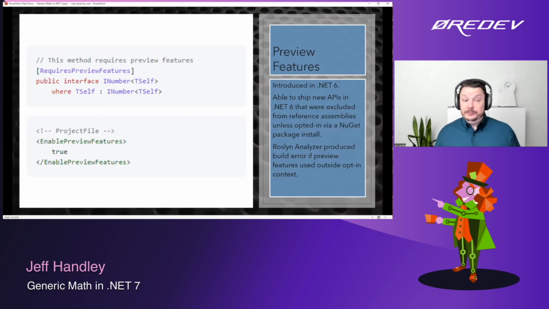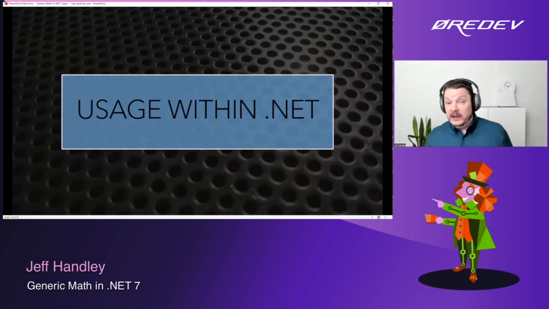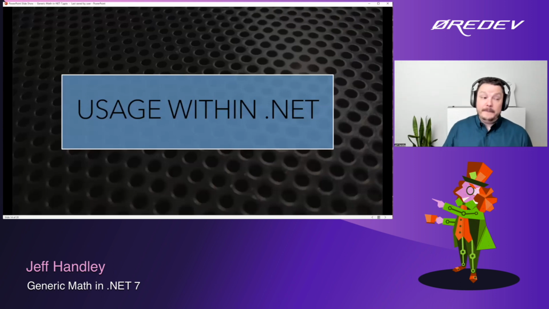And in fact, between .NET 6 and .NET 7, we made drastic breaking changes to the API shapes of all those interfaces we showed you. So that was the first time we'd ever had preview features in .NET, and we've been using that in several other places since we did that.